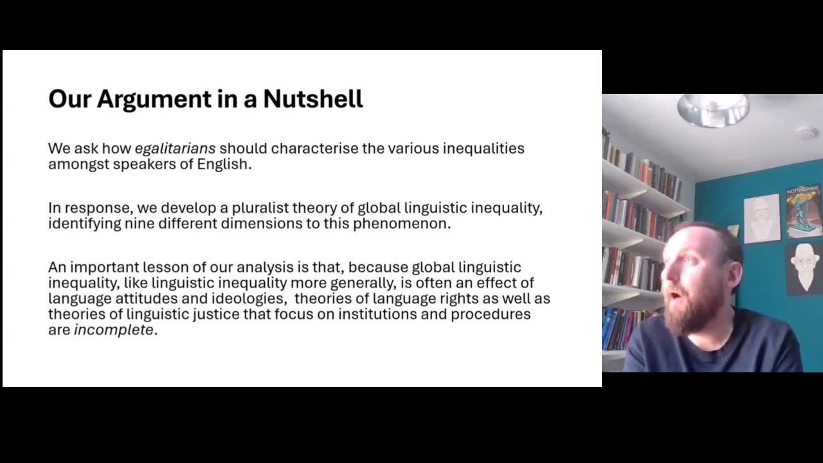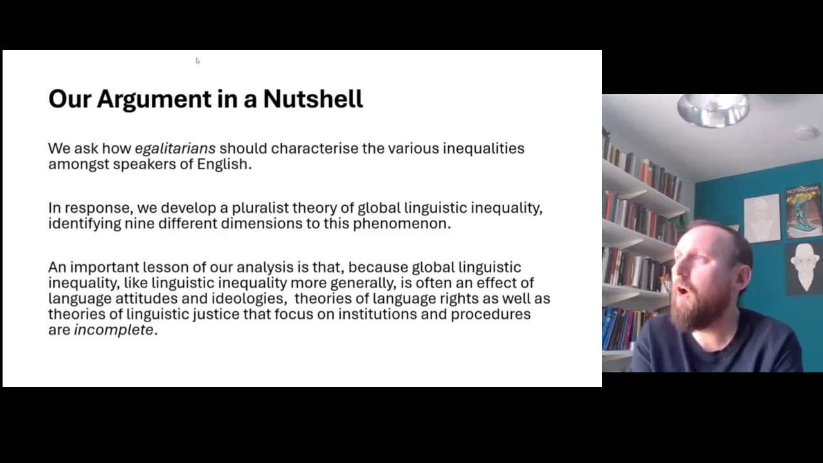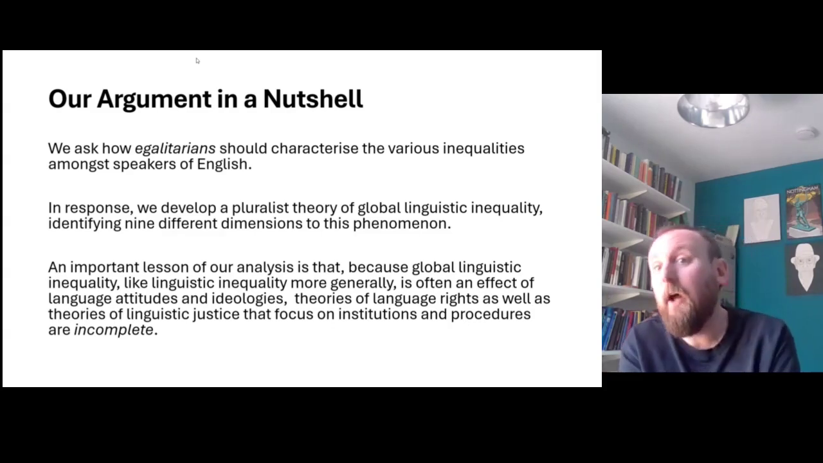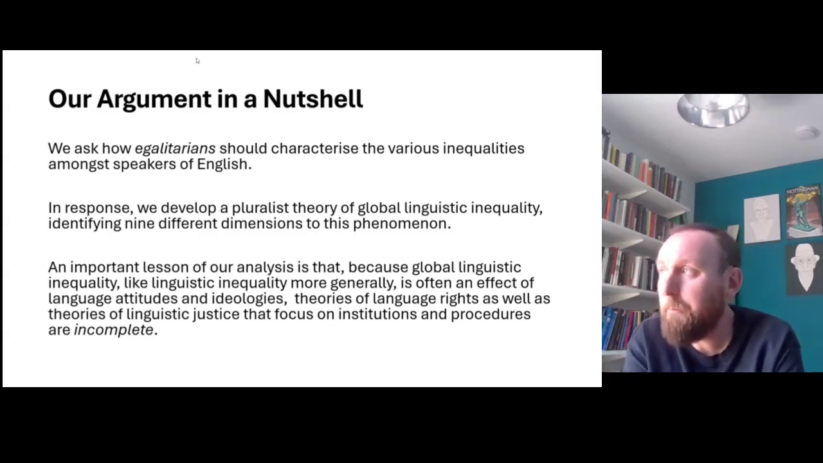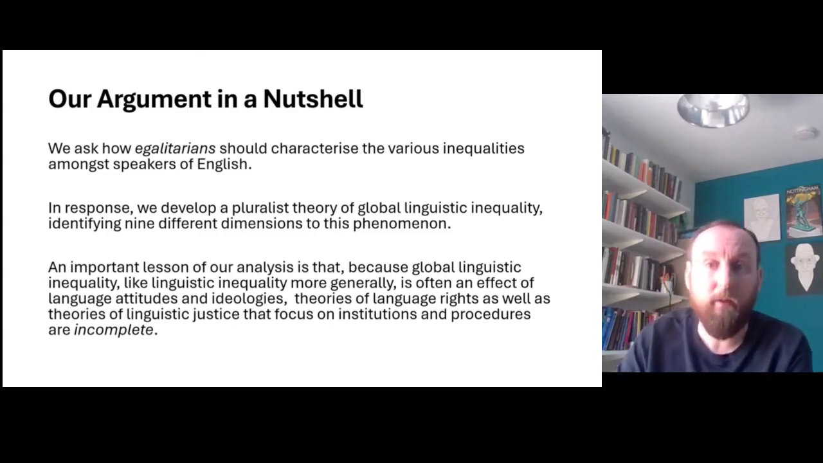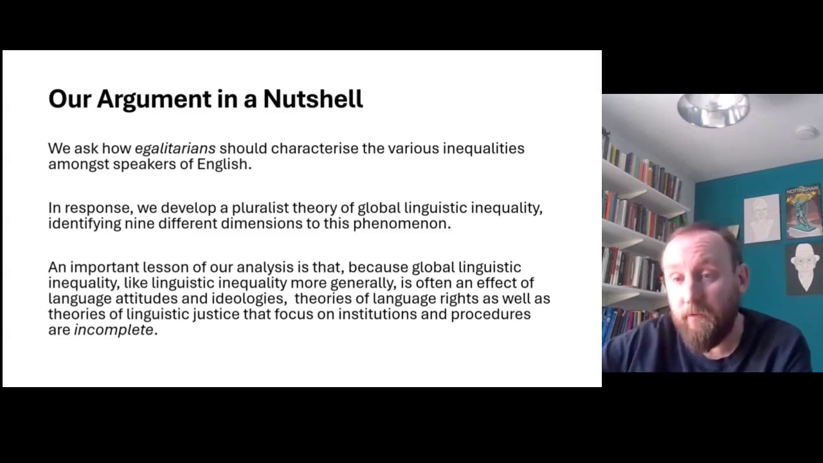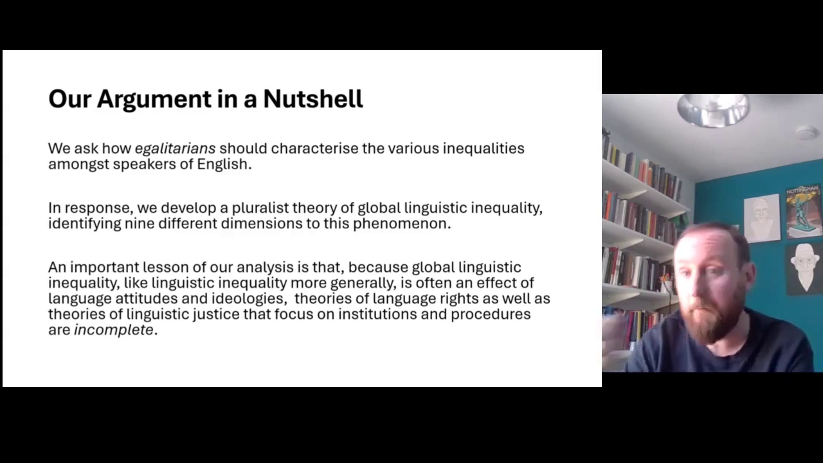One view about linguistic justice that I think has been in the ascendancy over the last few decades is to say that what we really should be focusing on is getting the background rules right, getting the institutions right, coming up with the correct theory of language rights. This is a view I associate with the proceduralism of Alan Patten, for example. And it's not part of the theory of linguistic justice to be too concerned about outcomes, about which languages flourish and which ones decline, for example.